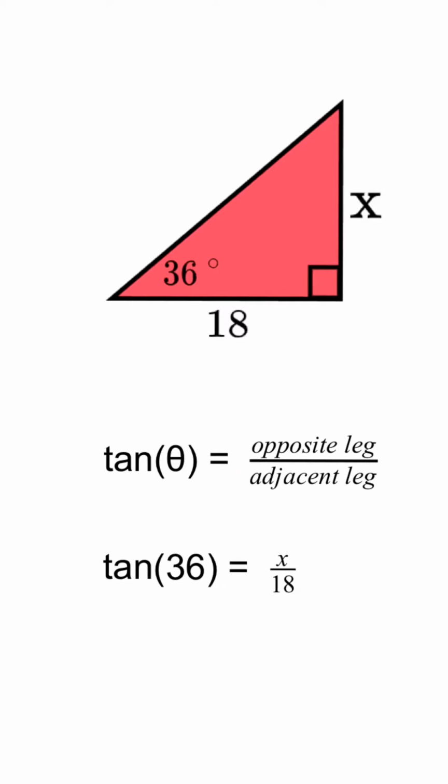So we're just going to plug in the information that we've been given into this equation. So for theta, we have 36, since that's the measure of the acute angle. For the opposite leg, we have x. So the x goes on top of the fraction on the right side of the equation. And the adjacent leg is 18. So 18 goes in the denominator of this fraction.